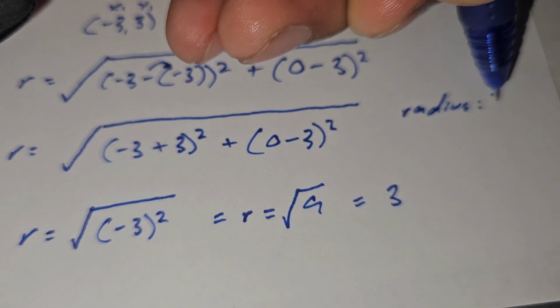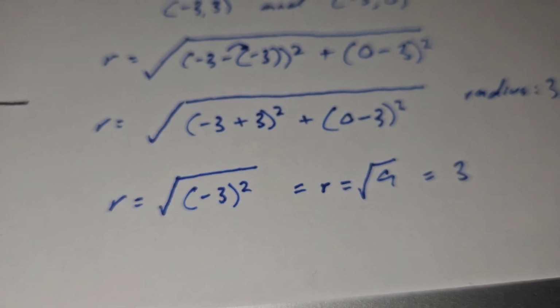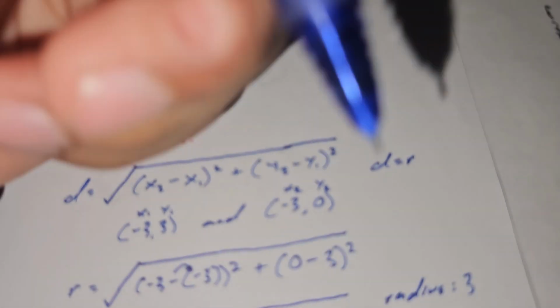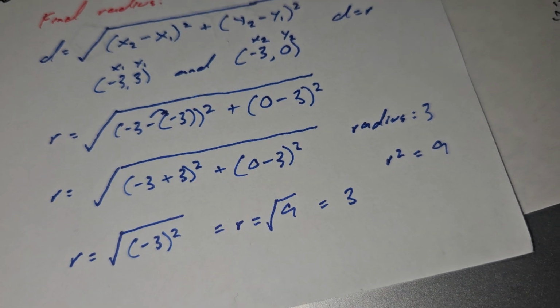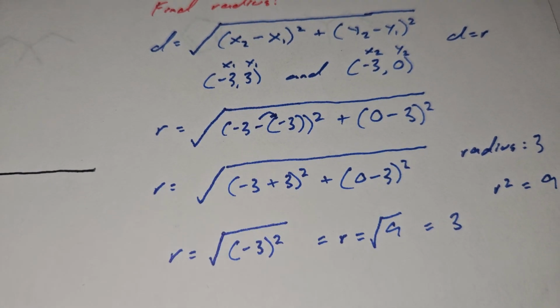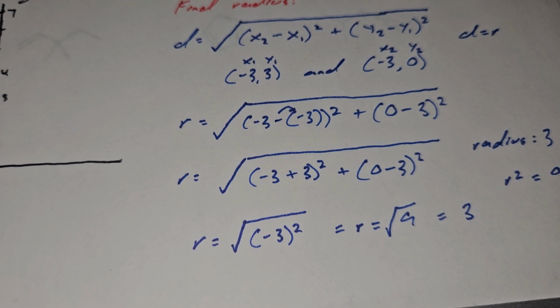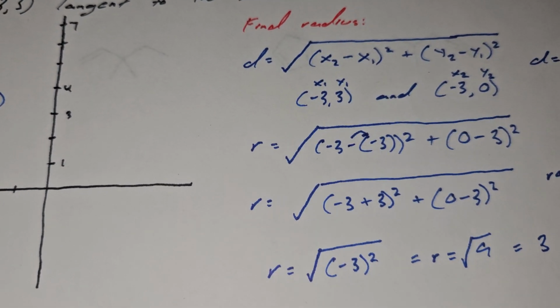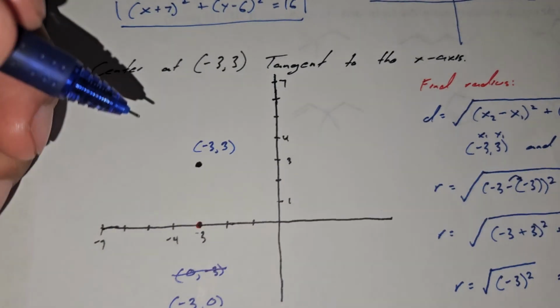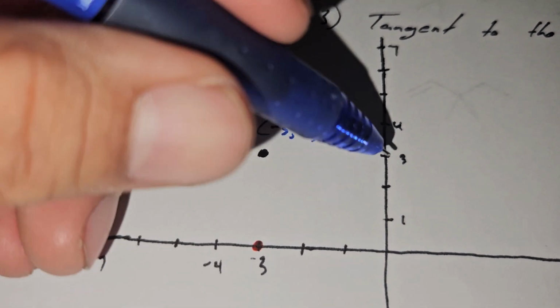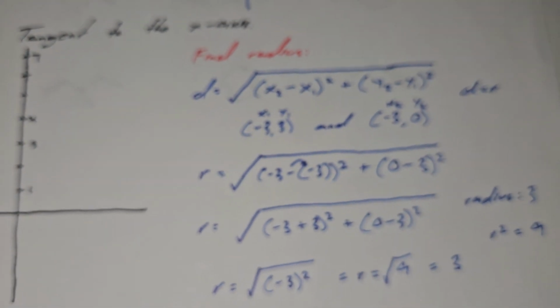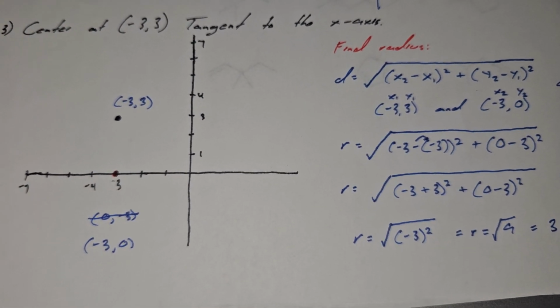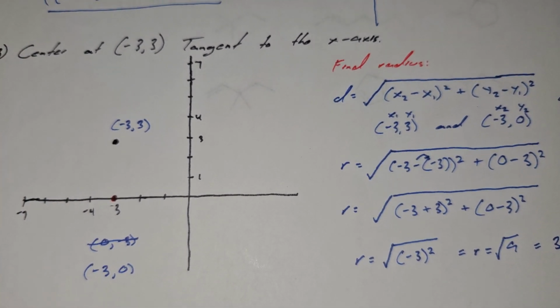Radius is 3, right? But the equation is asking us for the radius squared, so we just square this. Radius squared, 3 times 3 is 9. So that's our r squared. We found our r squared, so now we can start constructing our formula. And by the way, the radius is 3, because if we count here, that's 1, 2, 3, three units there. So our distance formula does check out. We found that the radius is 3. We're good there.